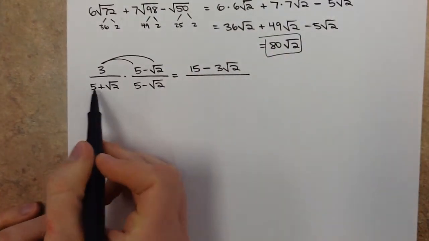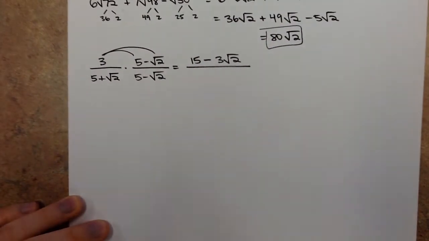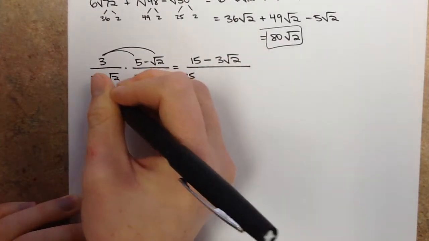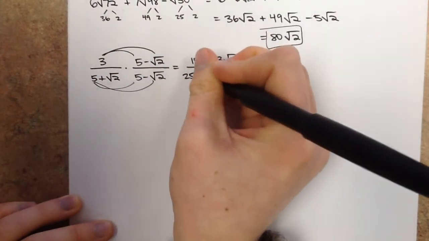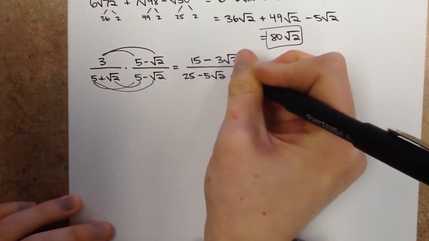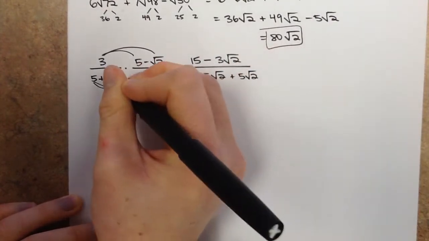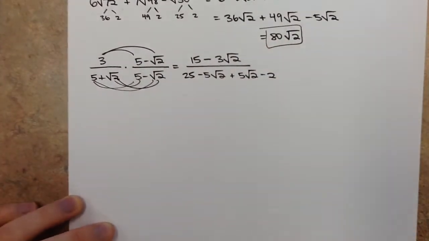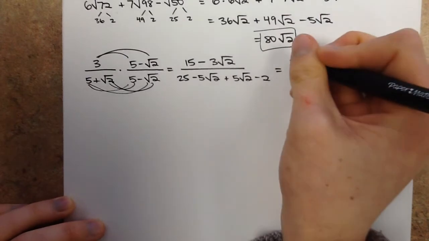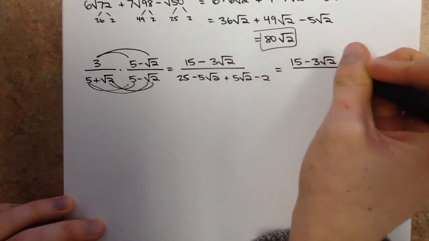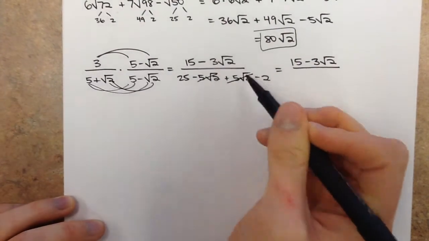In the denominator, we have a binomial times a binomial, so we're going to have to FOIL. 5 times 5 is 25. Outside is negative 5 root 2. Inside is a positive 5 root 2. And then the last is root 2 times negative root 2, so that gives me a negative 2. Okay, so let's keep cleaning up here. So 15 minus 3 root 2 over, now these will cancel out.